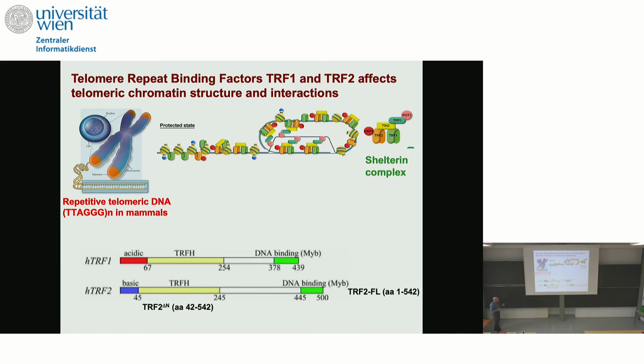There are 2 interesting proteins here, TRF1 and TRF2, telomeric repeat binding factor 1 and 2. Both of them have a DNA binding domain that recognizes the telomeric sequence, and then there's a homodimerization domain. They differ only basically in the terminal part, which in one case is acidic and in the other is basic. So we wanted to investigate the interaction of these sheltering components with the telomeric chromatin fiber.